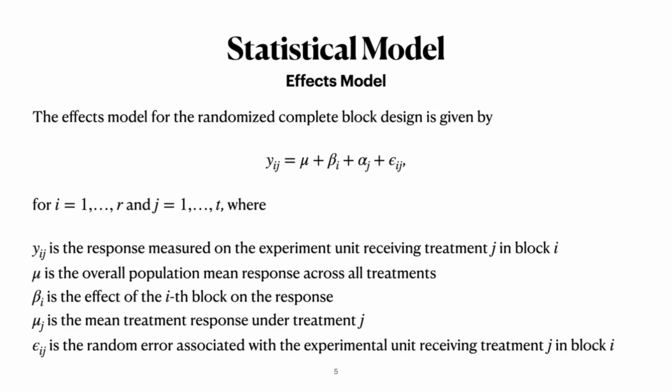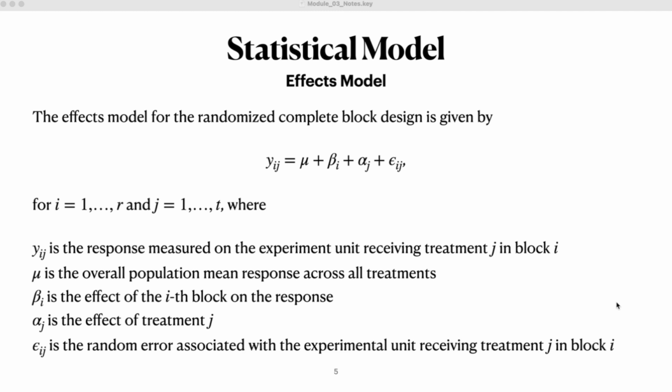Again, beta sub i is the effect of the ith block on the response. And then I've got mu sub j that needs to be alpha sub j. I need to fix that. So alpha sub j is the effect of treatment j, the impact of the treatment j on the response. And then finally, as before, epsilon sub ij is the random error associated with the experimental unit that has received treatment j within block i.